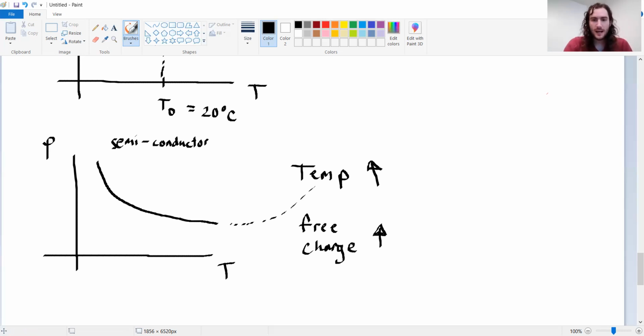I'm going to go ahead and clear the screen and we'll move on to resistance. Okay, so nobody is objecting to that, so we'll go ahead and do that.